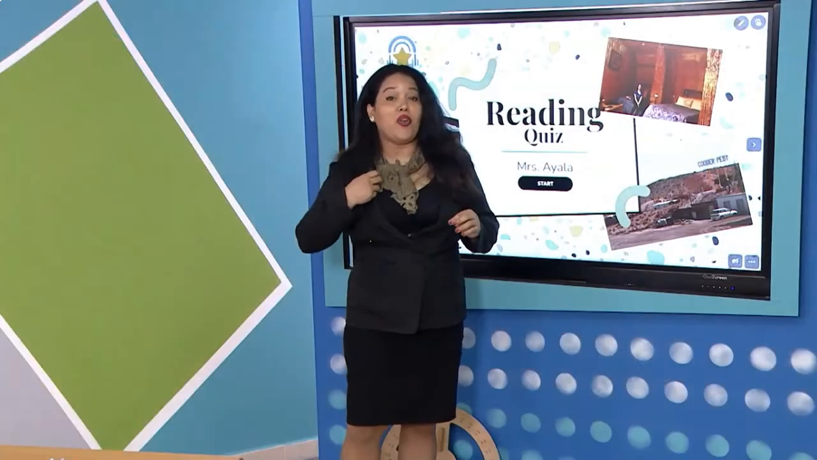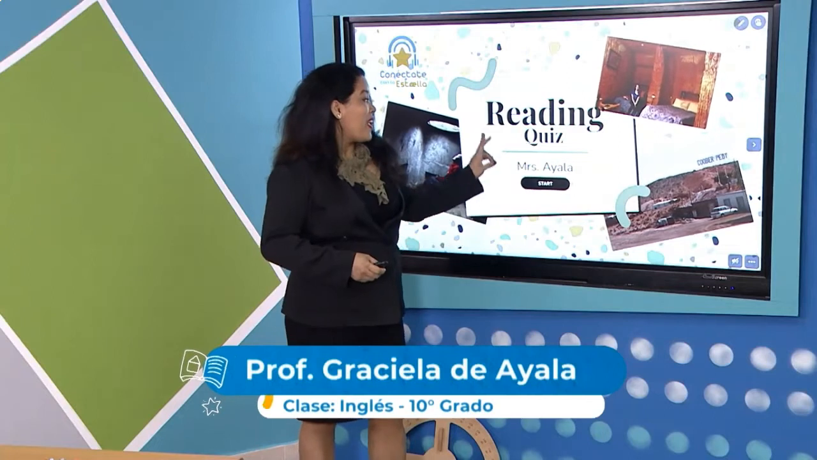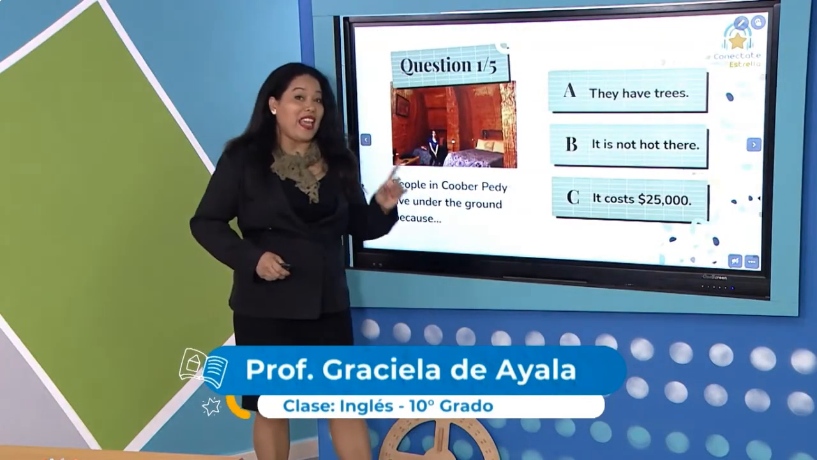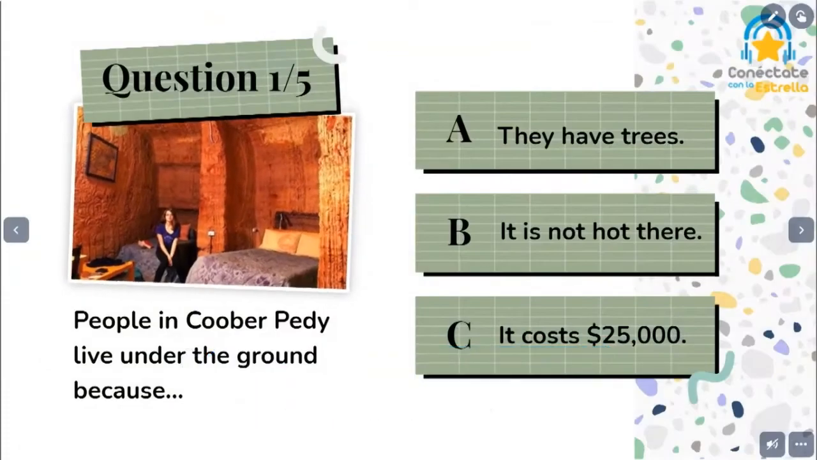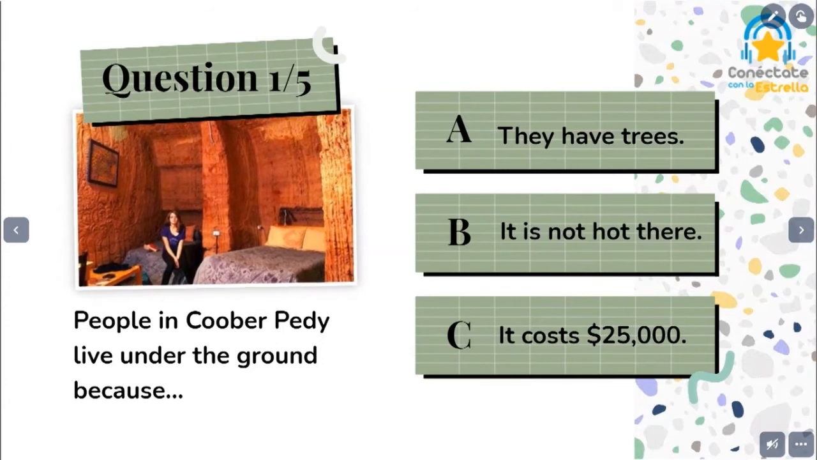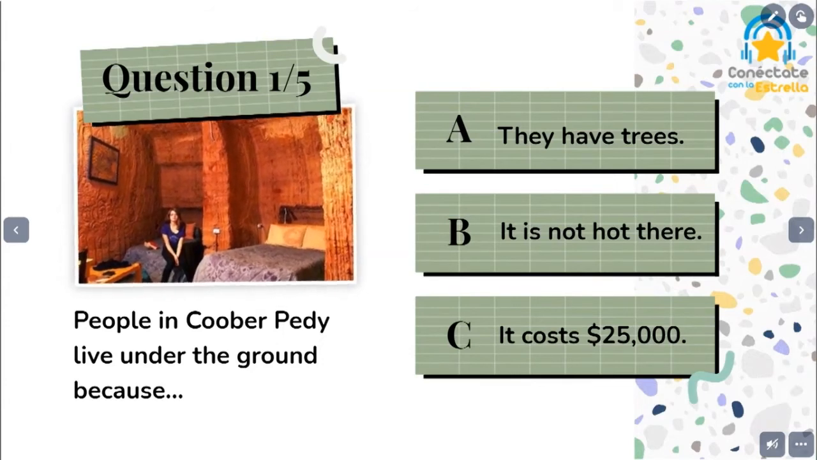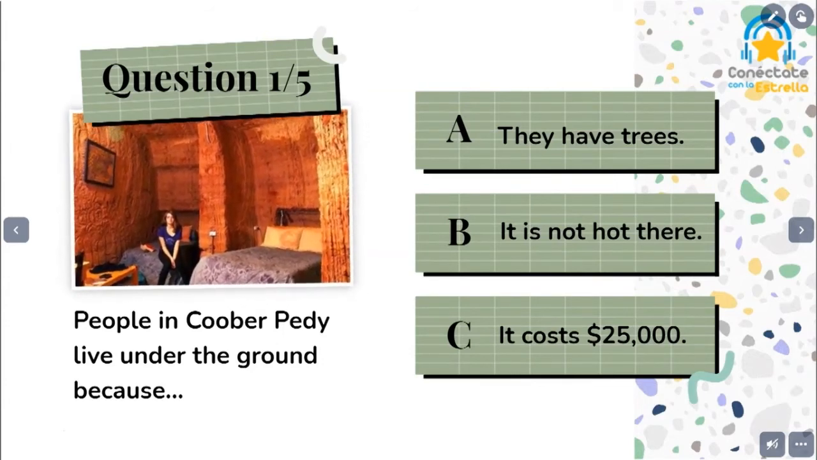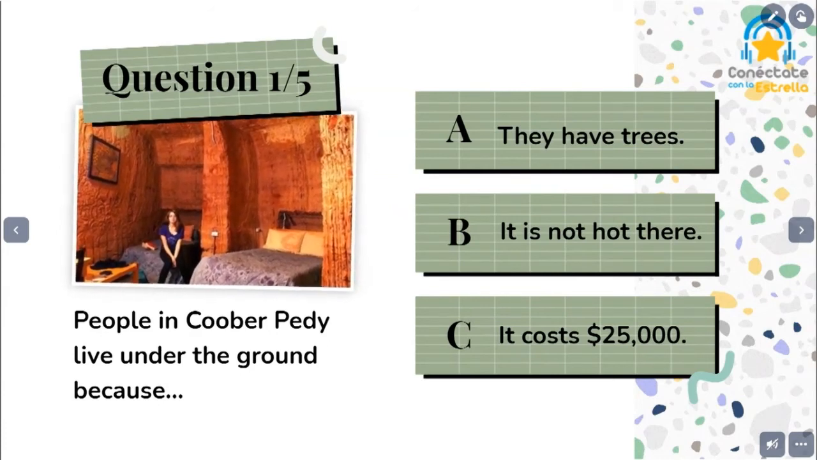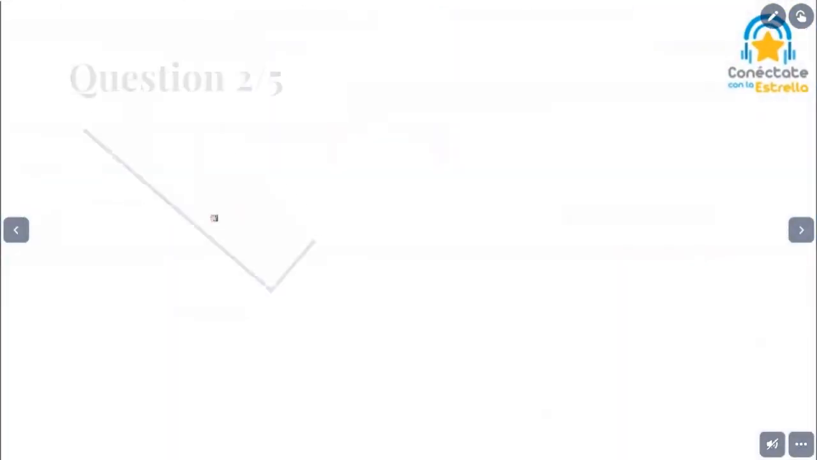Okay, here you have a quiz. Let's see. Question 1. People in Coober Pedy live under the ground because A, they have trees, B, it is not hot there, or C, it costs $25,000. B, it is not hot there.